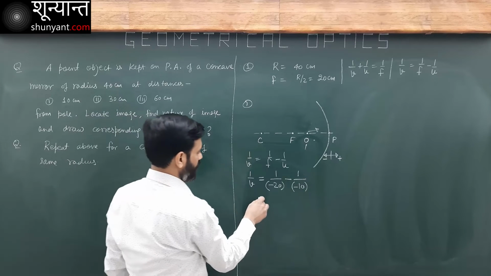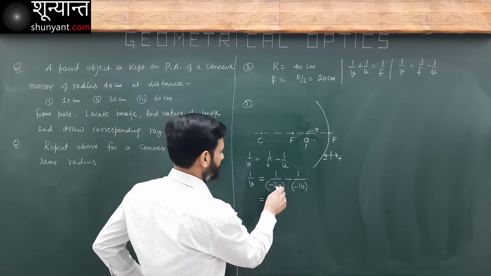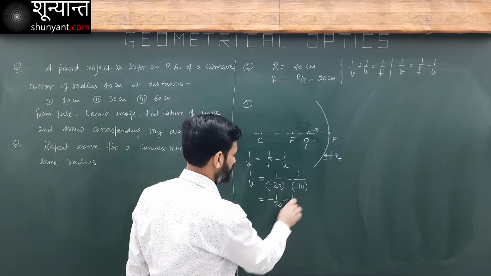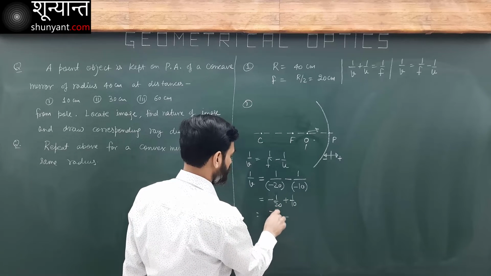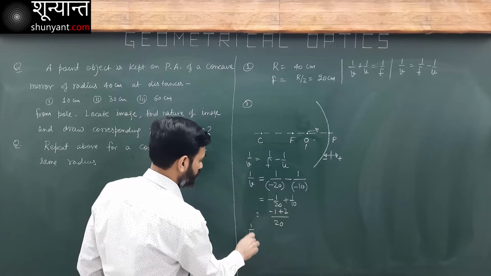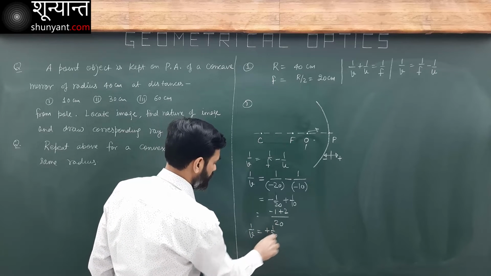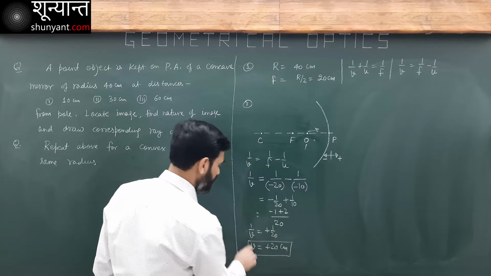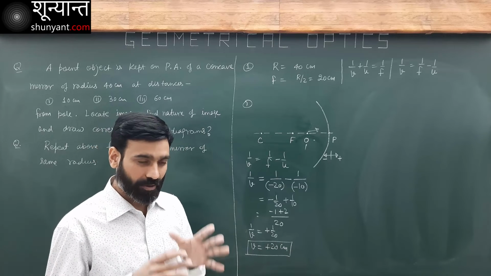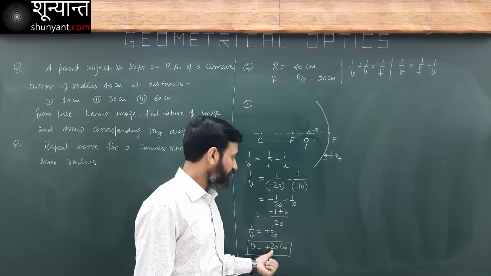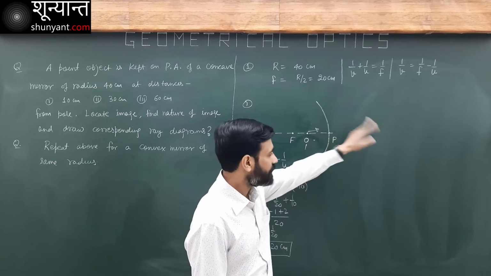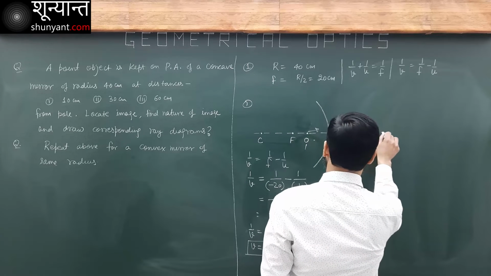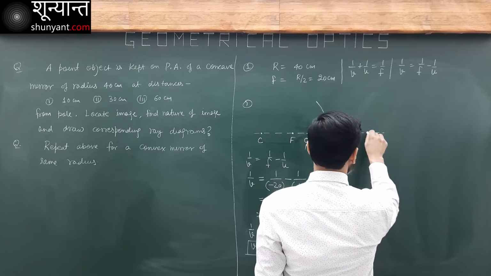Okay? What do I get? What I get is 1 minus 1 over 20 plus 1 over 10. This is 20 here, minus 1 plus 2. So 1 over V is plus 1 over 20 and V will be equal to plus 20 centimeter. I am getting my answer with proper optical sign convention. Plus 20. What is the meaning of plus? That means it is to the right of pole. That means I will get my image somewhere here.